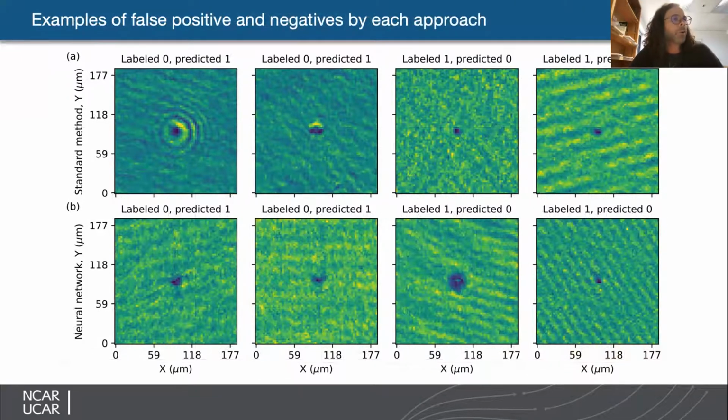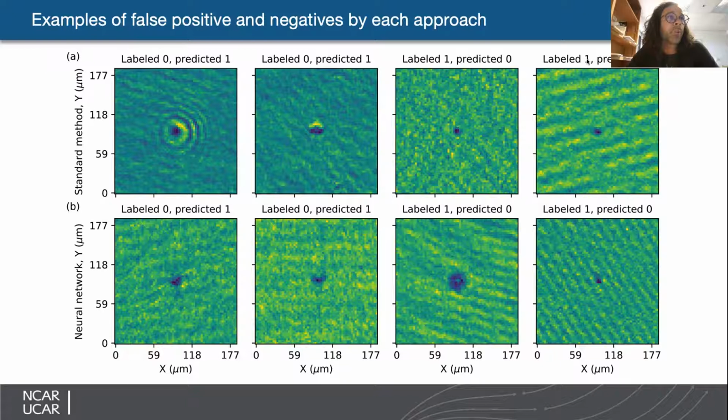So I want to show you just a couple examples of who got what wrong and where. The top is the standard method, and note that we labeled it 0 and it predicted 1, right? So 1 meant there was a particle in focus. So here's another one of these wave reflections I pointed out earlier. Here's another one of these weird artifacts, and I said that we thought they weren't particles. Now here's one that we labeled 1, and I don't know why it missed it. It just missed it. It's a small particle here.